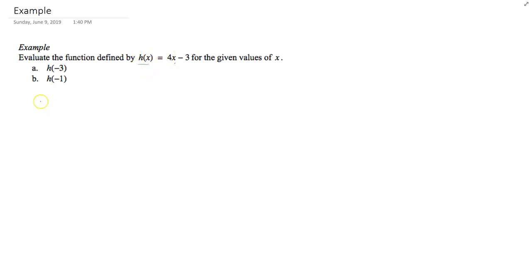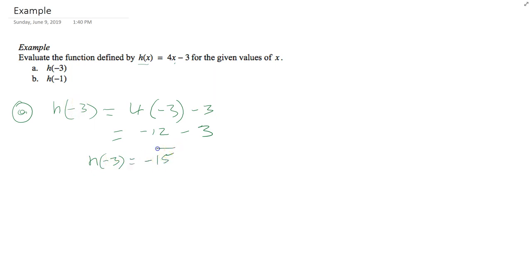Okay, so if h of x is equal to 4x minus 3, I want to find h of negative 3. So h of negative 3 will be equal to 4, input your negative 3, minus 3. Okay, so on this side is 4 times negative 3, which is negative 12, right? On this side, do not call this negative 3h, just keep it as h of negative 3. So h of negative 3 is equal to negative 15, and that is your final answer. Do not do anything more.